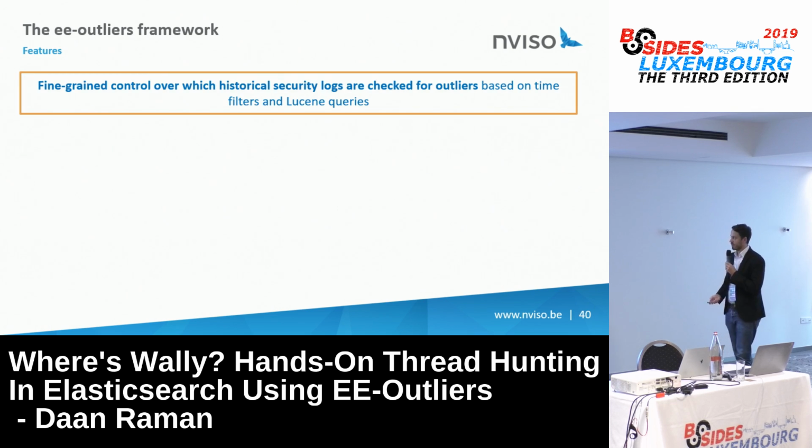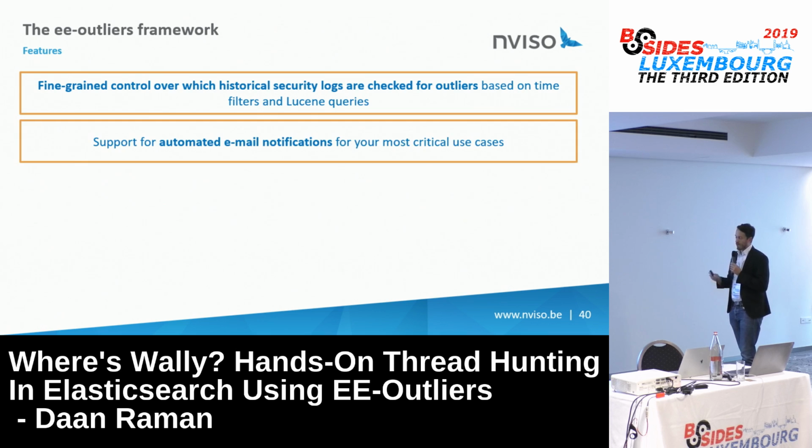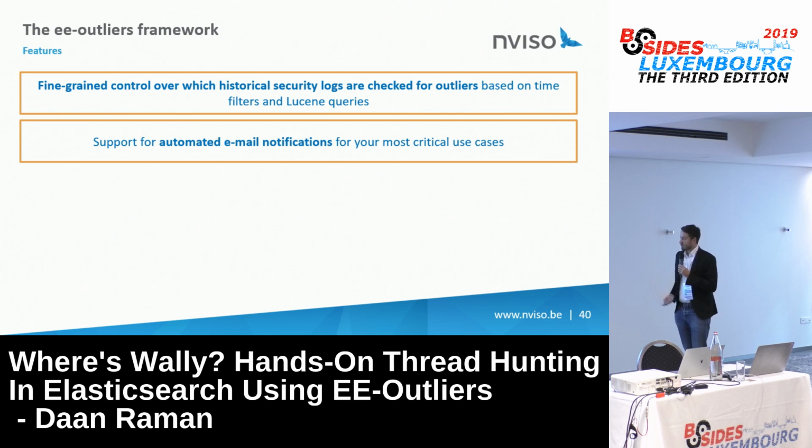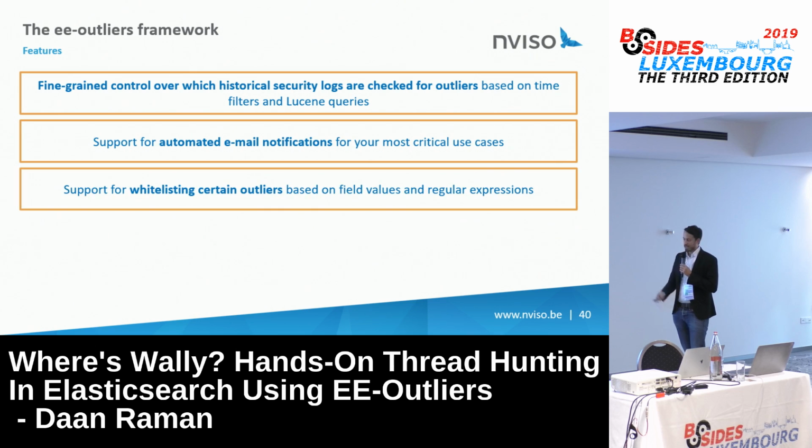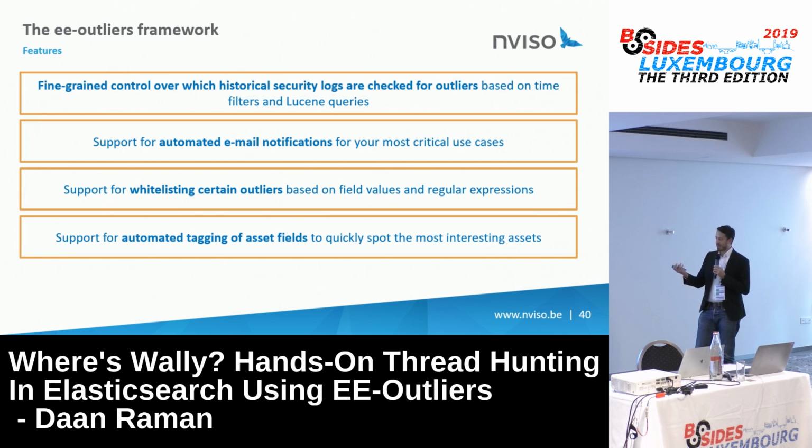A few other features we have, or that we're building in. You can really fine-grain say how far you want to look back historically in the framework, because this takes a bit of processing time, as you can imagine. Support for email notifications, whitelisting of certain outliers is quite a powerful system. And then tagging of certain asset fields.